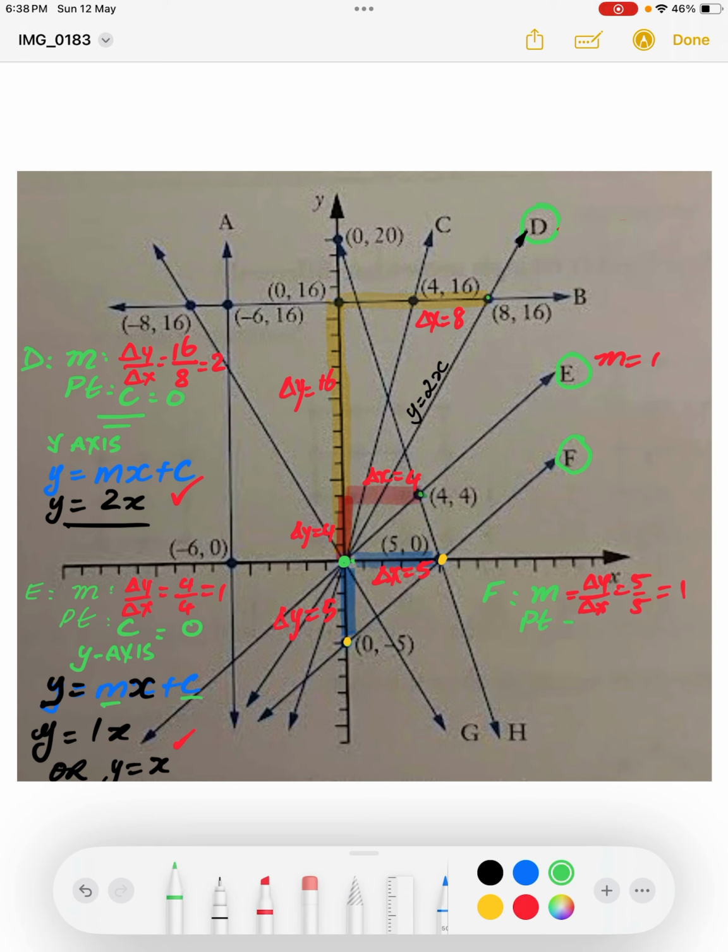Any point on that graph, let's find the point. We've got it where it crosses the y-axis, so that's our c value. It crosses the y-axis at -5, and then we can substitute that into our formula y equals mx plus c. We replace the m with 1, we replace the c with -5, so we've got y equals 1x plus -5, or y equals x minus 5. And there we have three equations.